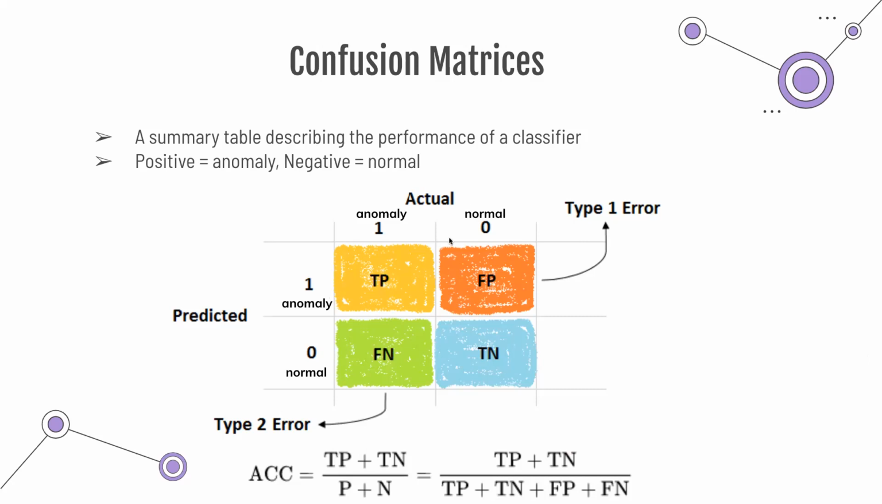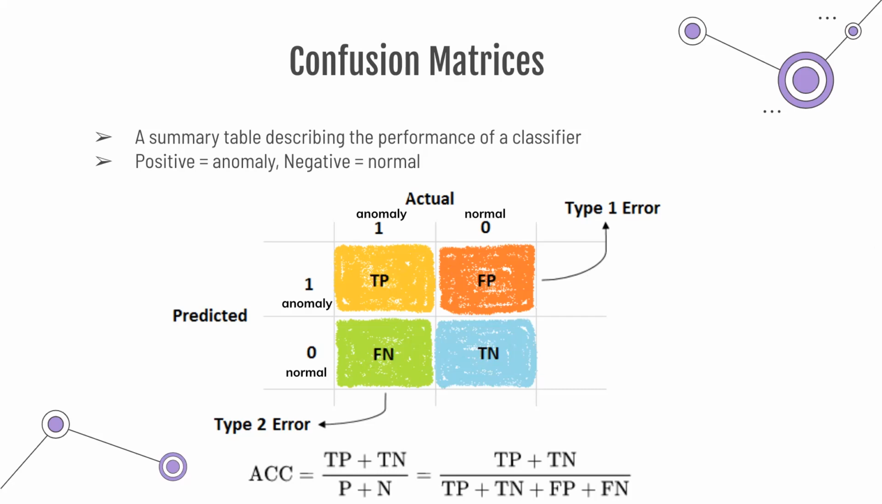And as seen in the top left square, if you predicted that it was an anomaly and it was actually an anomaly, it's called a true positive. And the true is there because your prediction was correct. And the positive is there because you predicted it to be an anomaly. Likewise, in the top right corner, if you see a false positive, the false would mean that your prediction was incorrect, and the positive would mean that you predicted it to be an anomaly.